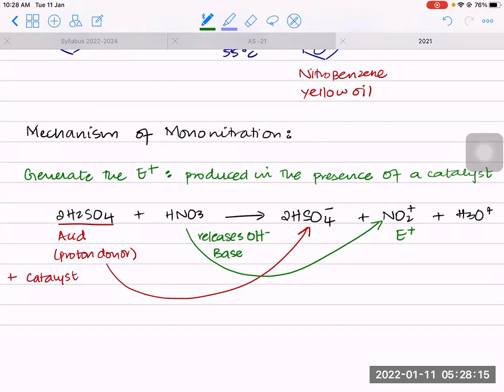So it loses the OH minus. From HNO3, if you remove OH minus, you will be left with NO2 plus. And that's how we get this NO2 plus electrophile.